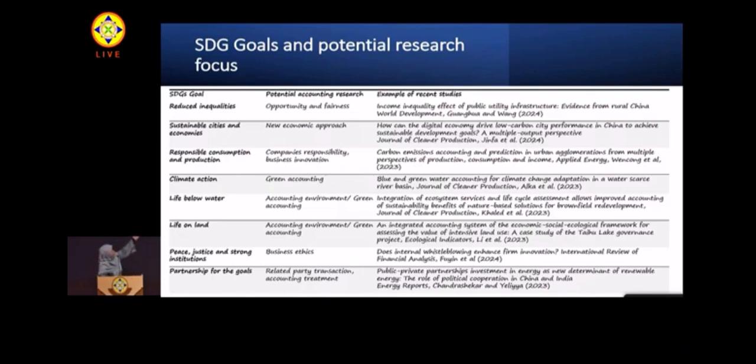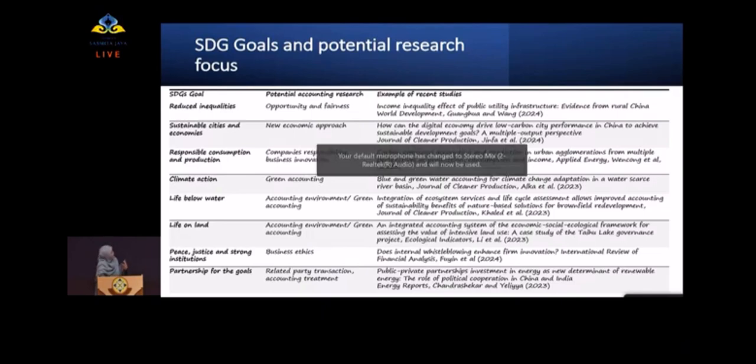Let's say life below water, so you can go for green accounting, you can go for environmental accounting, which is, you see, the integration of ecosystem, service and life. That one is actually under the Journal of Cleaner Production. They try to contribute a lot in terms of showing the reader how they can contribute to the SDG.